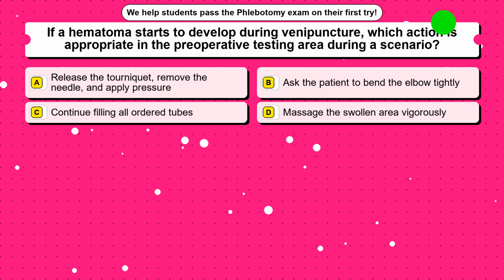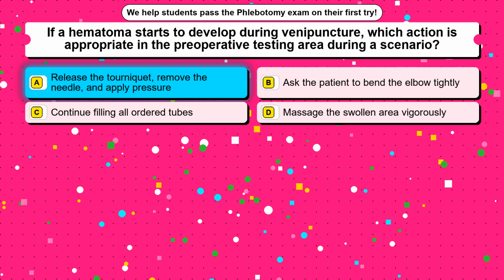Question 40. If a hematoma starts to develop during venipuncture, which action is appropriate in the preoperative testing area during a scenario? Option A. Release the tourniquet, remove the needle, and apply pressure. Option B. Ask the patient to bend the elbow tightly. Option C. Continue filling all ordered tubes. Option D. Massage the swollen area vigorously. The correct answer is option A.